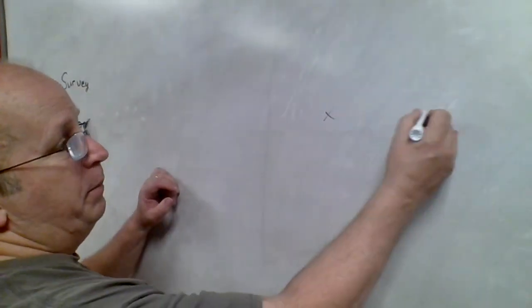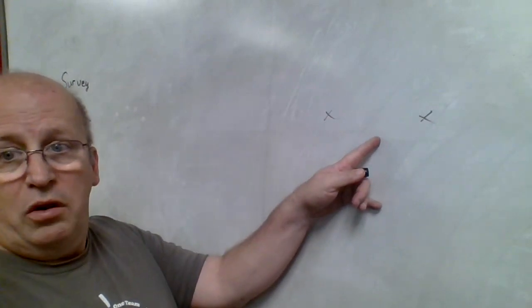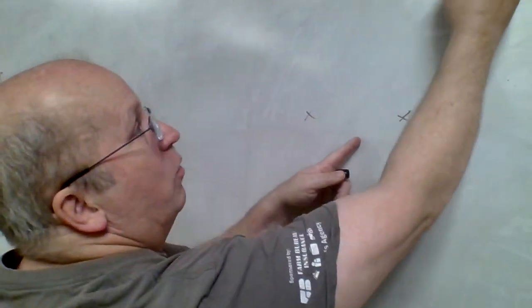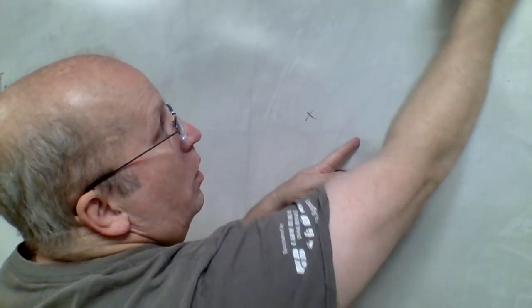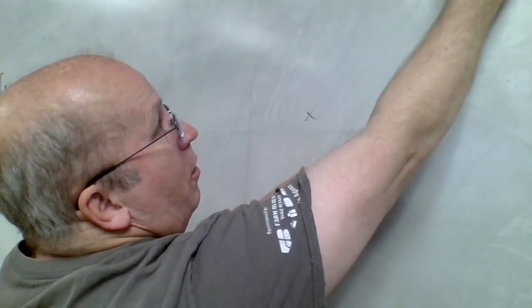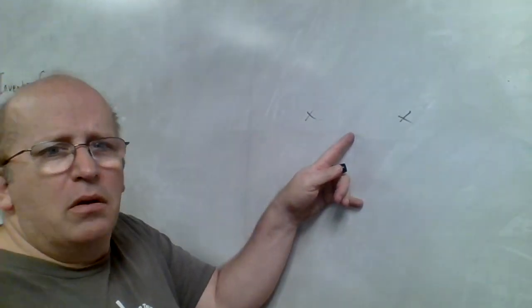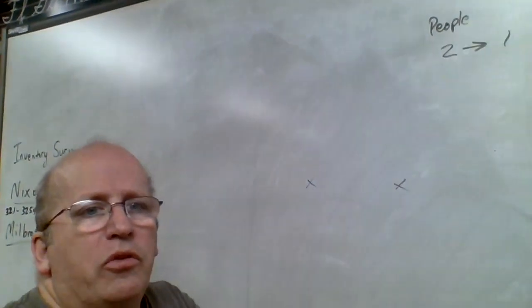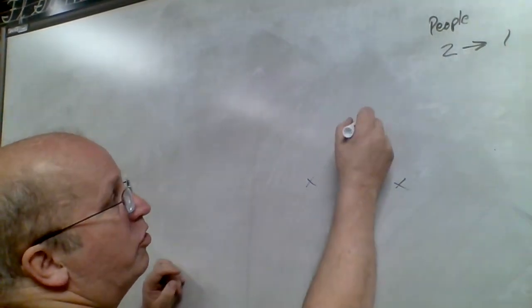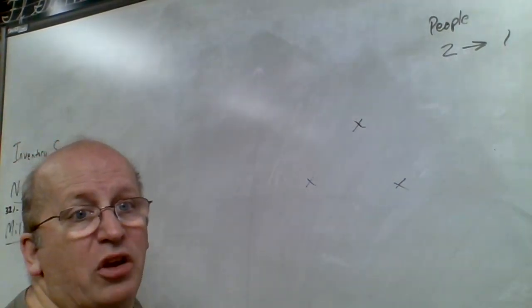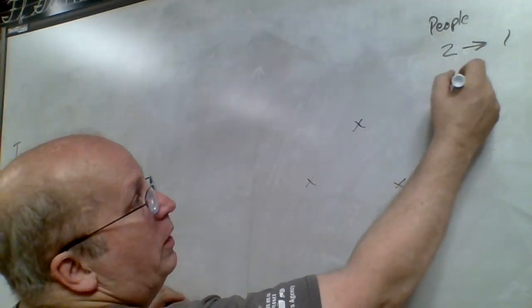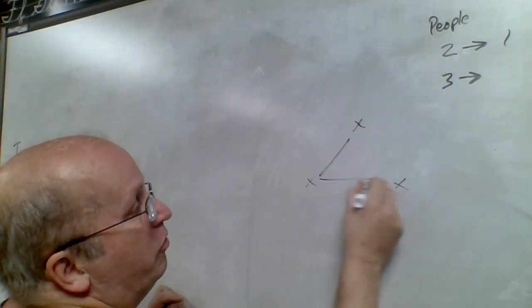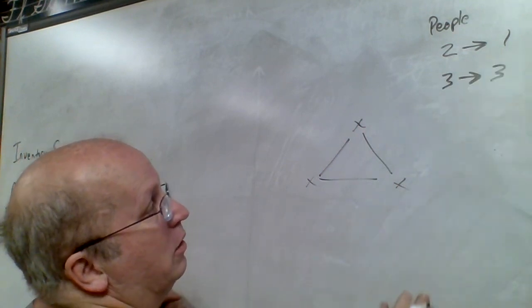What if there's just 2 people in the room? How many handshakes would there be? There'd just be 1 handshake, right? With 2 people, there's 1 handshake. What if there's 3 people in the room? How many handshakes would there be? With 3 people, there would be 1, 2, 3 handshakes, wouldn't there?